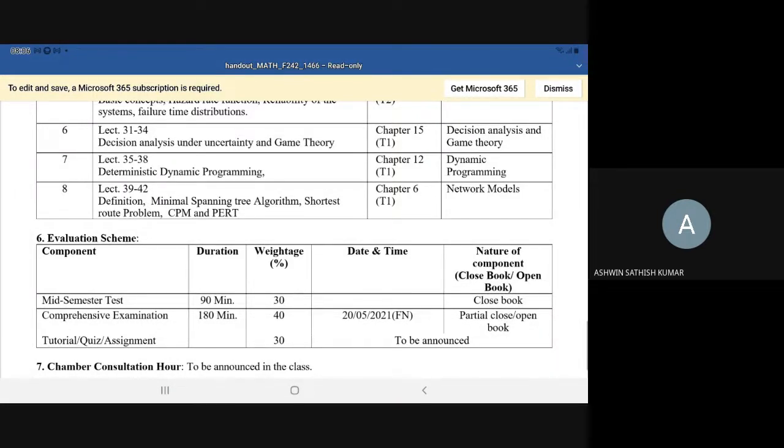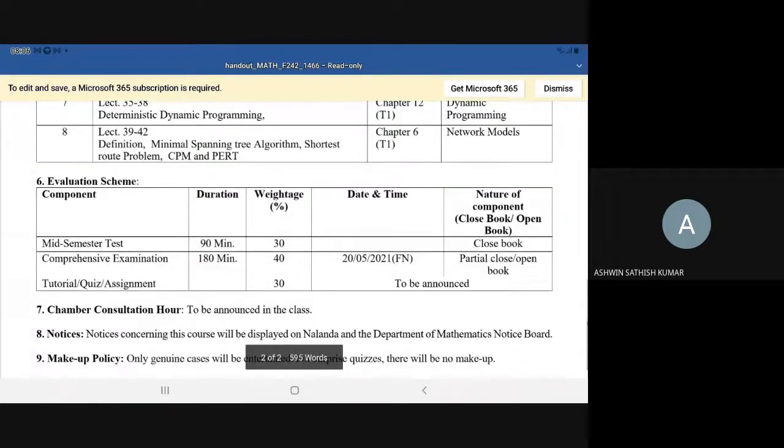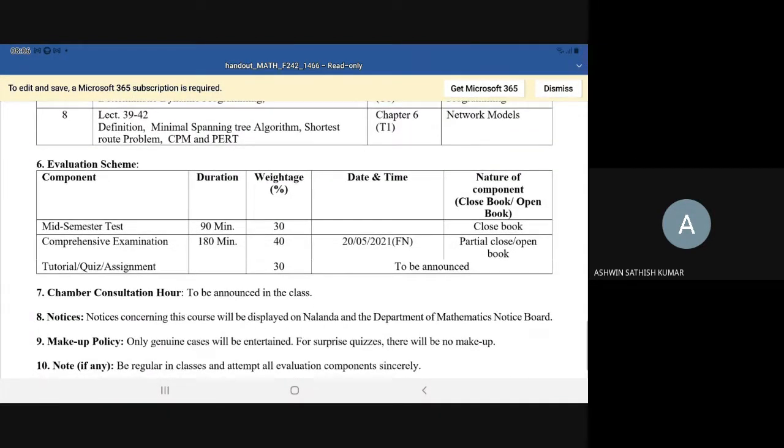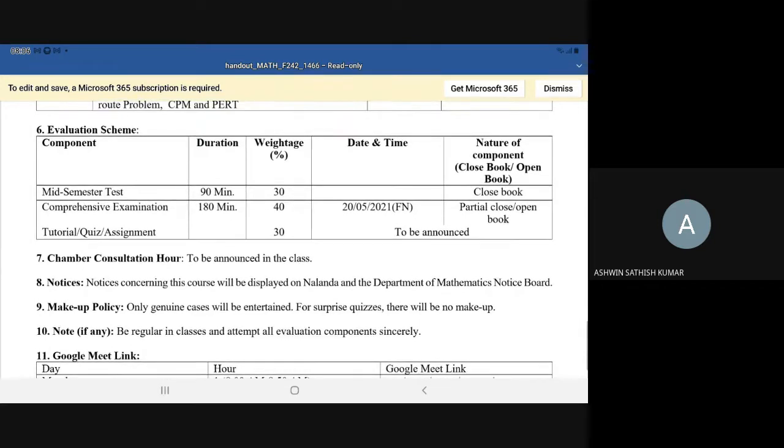These are the topics that we will cover in the coming lectures. And here we have the tentative evaluation components. Mid semester of 90 minutes, as per the guidelines of the AUGSD, but it may change as per the conditions, with 30% weightage. Comprehensive examination of 180 minutes with 40% weightage, and tutorials, quizzes, and assignments with 30% weightage.